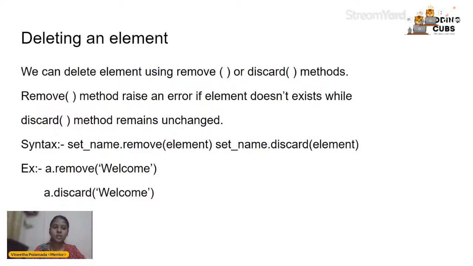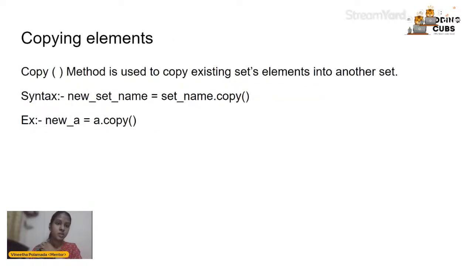But if I use a dot discard of welcome, if welcome is present in my set, it will remove it. If not, it will not throw an error. So I'll just show that example. Okay, let me just discuss another point and we'll go with the execution part.